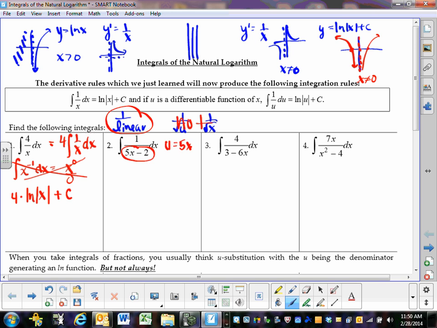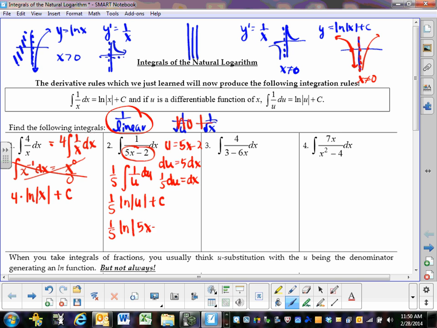The function with a derivative of 1 over x is natural log of absolute value of x plus c. For number 2, I'm looking for either 1 over x or 1 over u. So u has to be 5x minus 2. So du is 5 dx. That means 1/5 of du is going to go over dx. The antiderivative of 1 over linear is always natural log absolute value of u plus c. So it's 1/5 natural log absolute value of 5x minus 2 plus c.